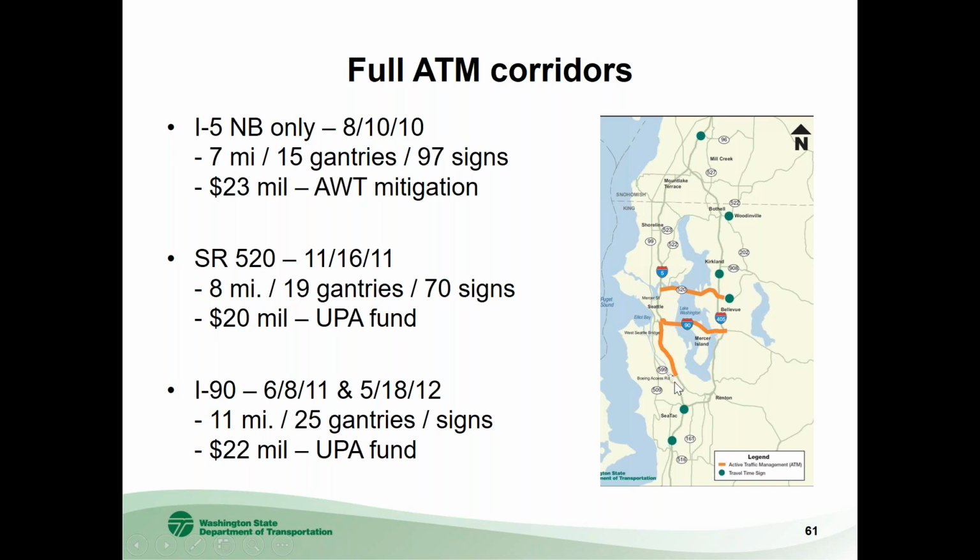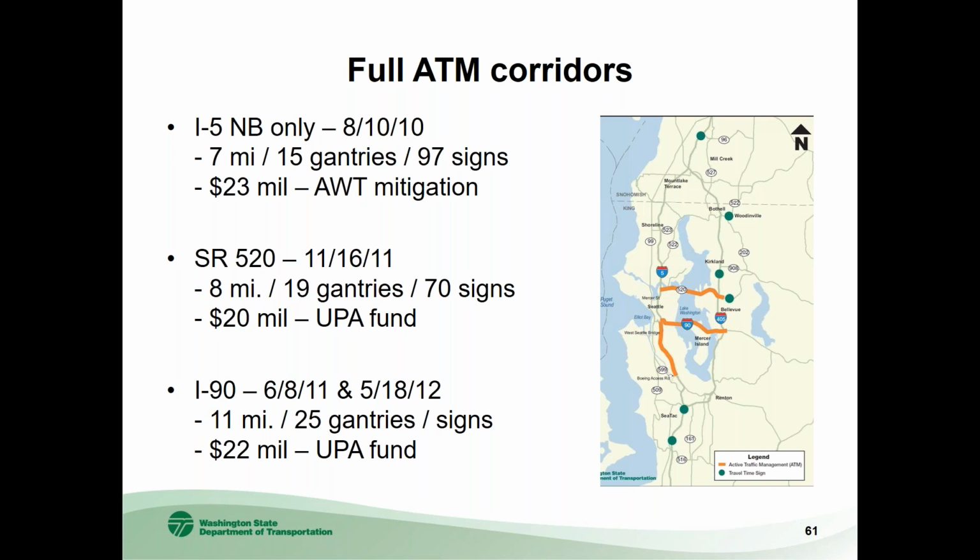to help it. And the I-5, as I move the mouse here, the project was actually part of the Alaskan Way tunnel replacement mitigation for the construction of that tunnel, and funding was coming out of that project at $23 million, and we have a total of 15 gantries spaced at half-mile apart.